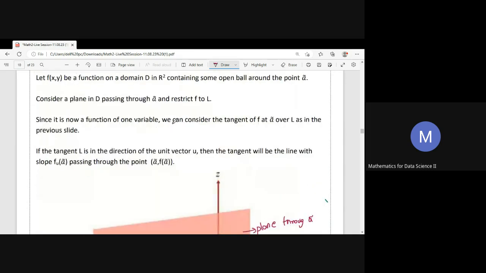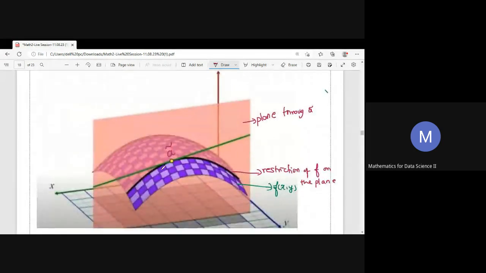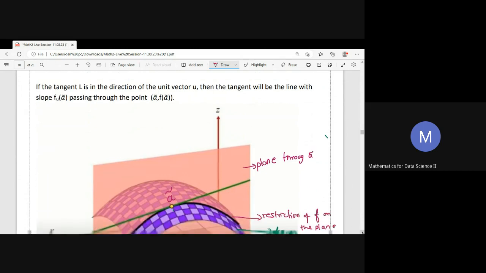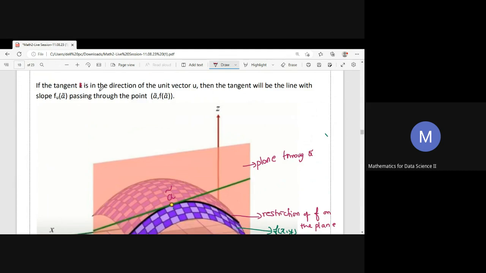Okay. Now we consider the tangent of f at A tilde over L as in the previous slide. So in the previous slide, how did we define it? We have a curve like this, and how do we define the tangent? The same way we are considering. So if the tangent is in the direction of the unit vector u, then the tangent will be the line with slope fu of A tilde.